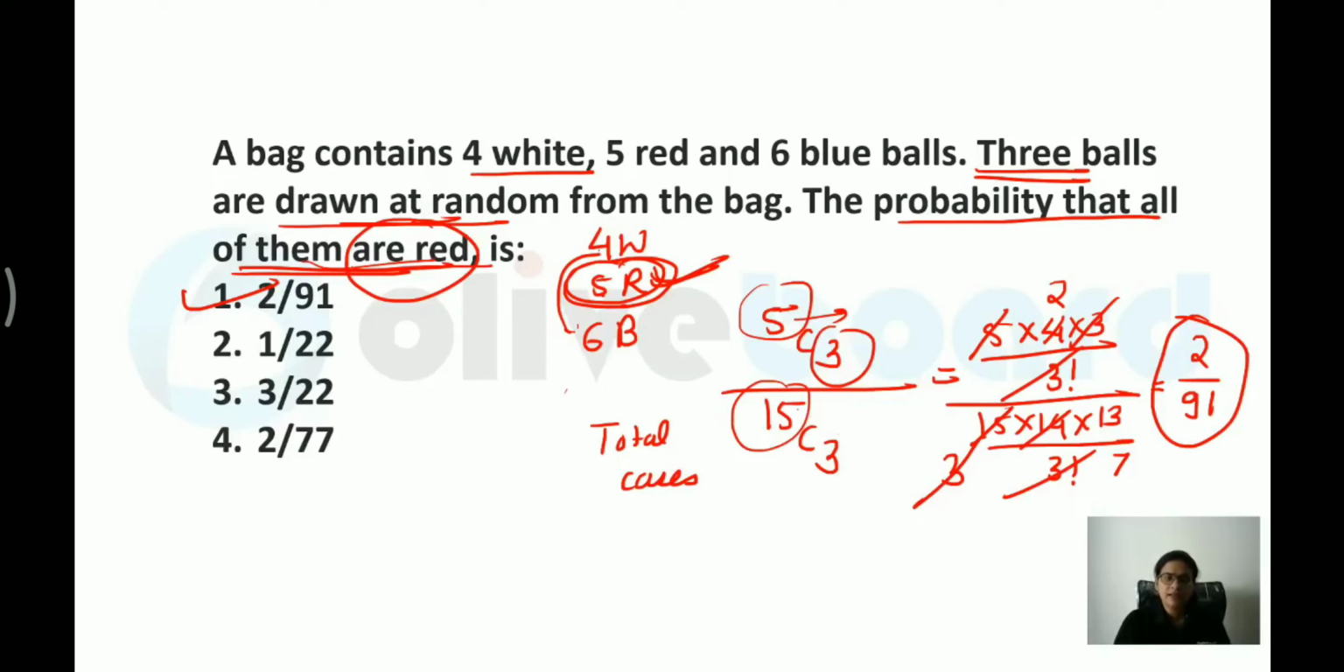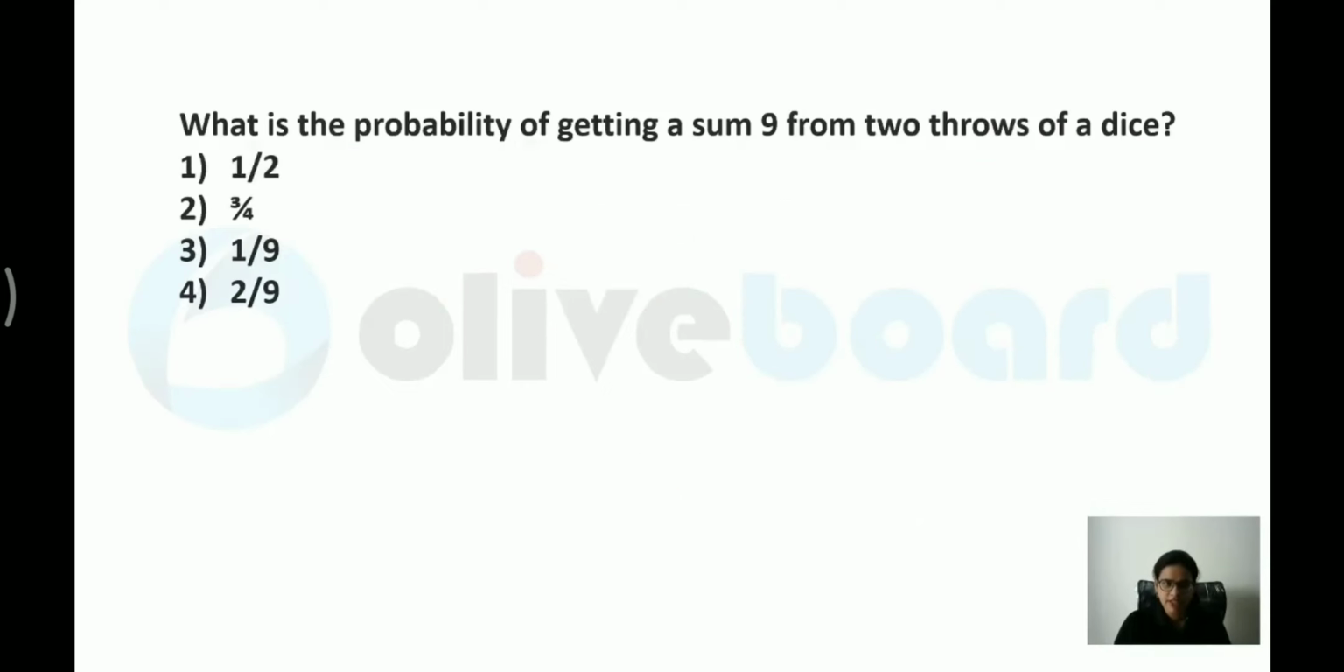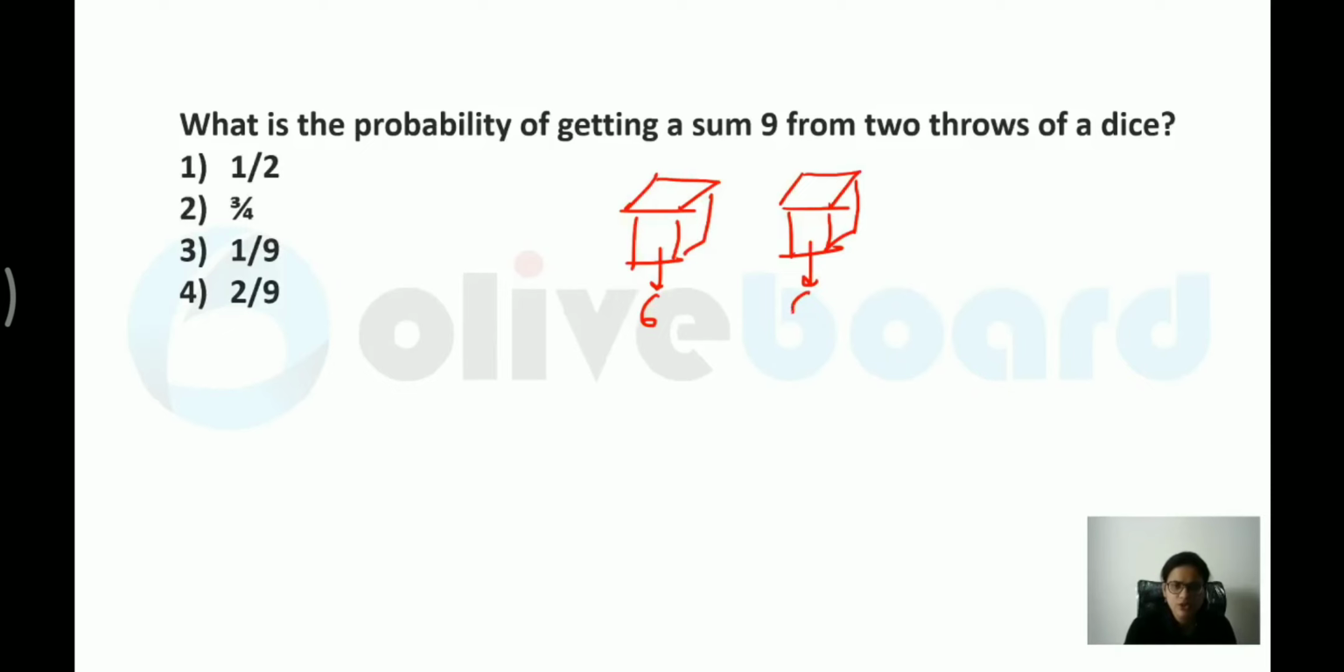We'll be practicing more questions based on this combination itself. What is the probability of getting a sum of 9 from two throws of a dice? Whatever I have told you for the coin, the same will be applicable here. There is one dice over here and a second dice over here. This can show you 6 outcomes, and this can show you 6 outcomes. Both the dice are thrown simultaneously, which means I have to use the fundamental principle of multiplication. So here the total outcome would be 36.